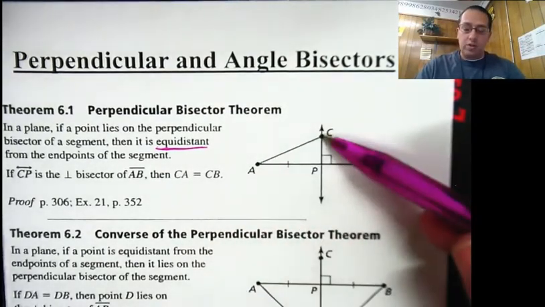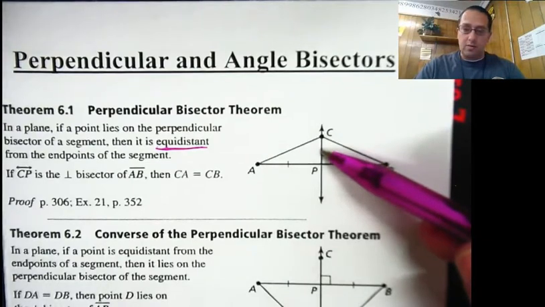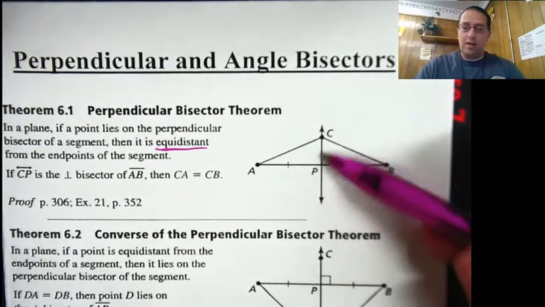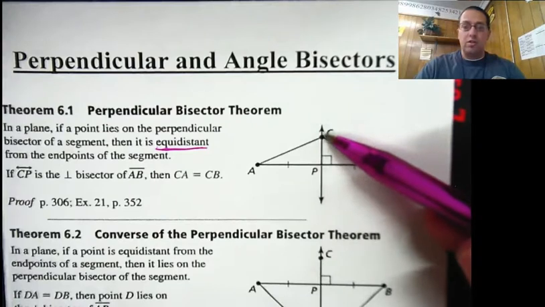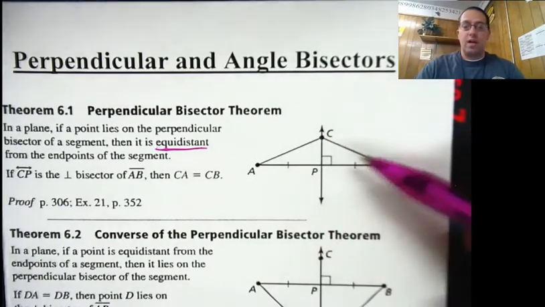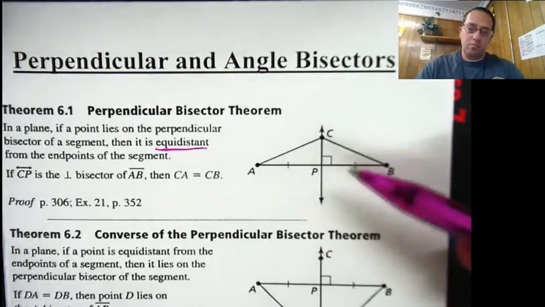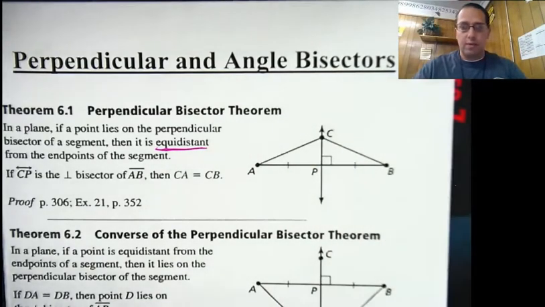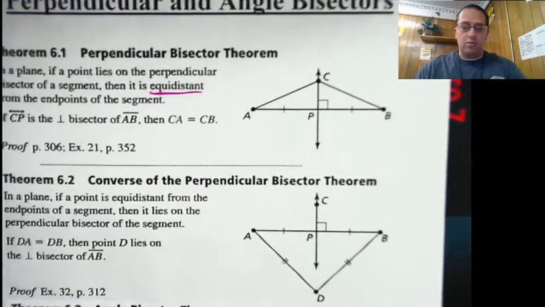And it doesn't matter where C is, because C could be here, C could be there, C could be way down here. It doesn't matter as long as it is on that line that is the perpendicular bisector of segment AB. Then CA is the same length as CB. Okay? And the converse is also true.